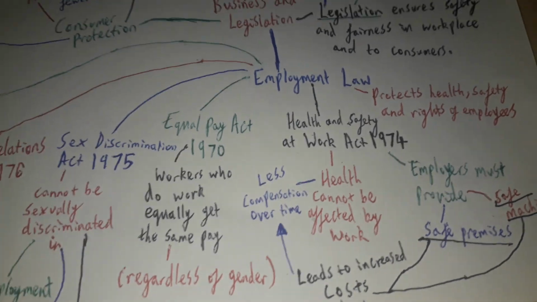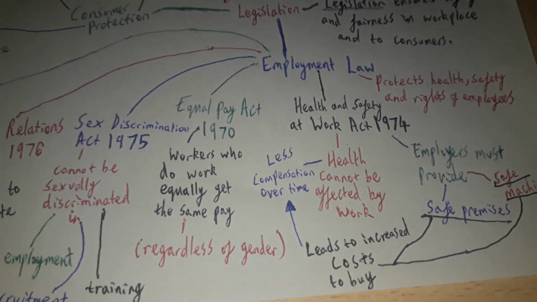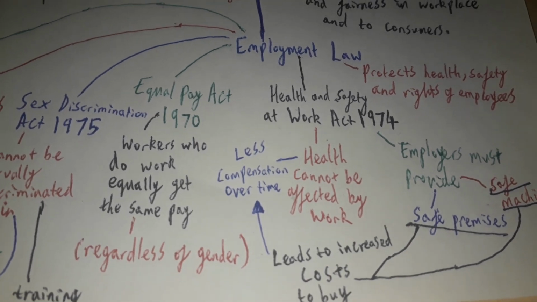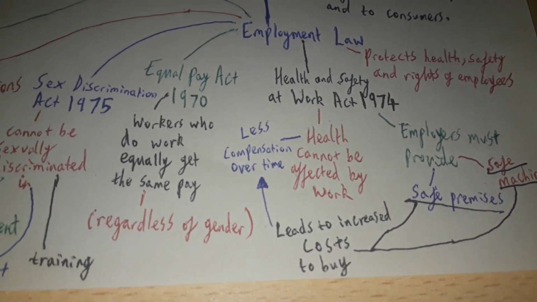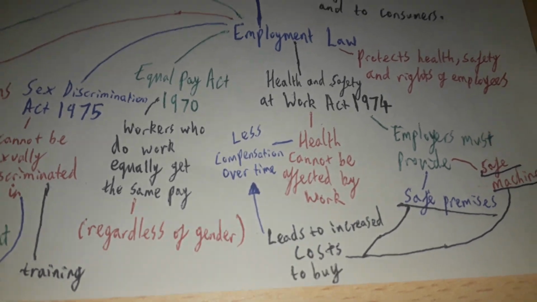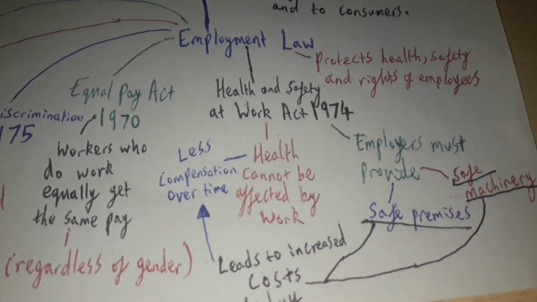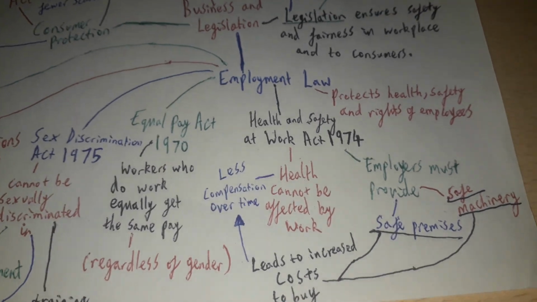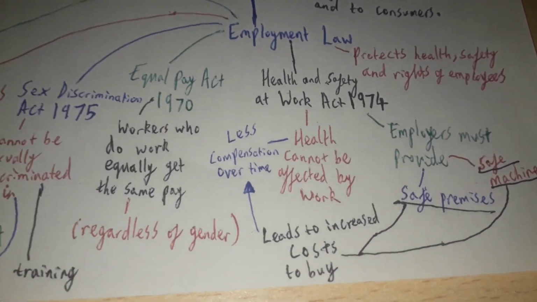So next we've got the Equal Pay Act of 1970. These aren't in order, it's just random, where workers who do work equally get the same pay regardless of gender. So this was the idea that men and women would get paid the same for doing the same work, basically. So that could increase costs for a business if they were originally paying certain people less.